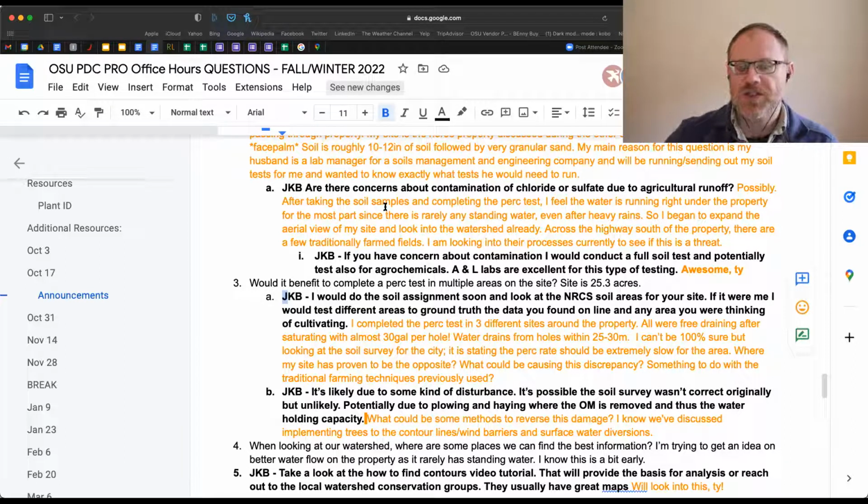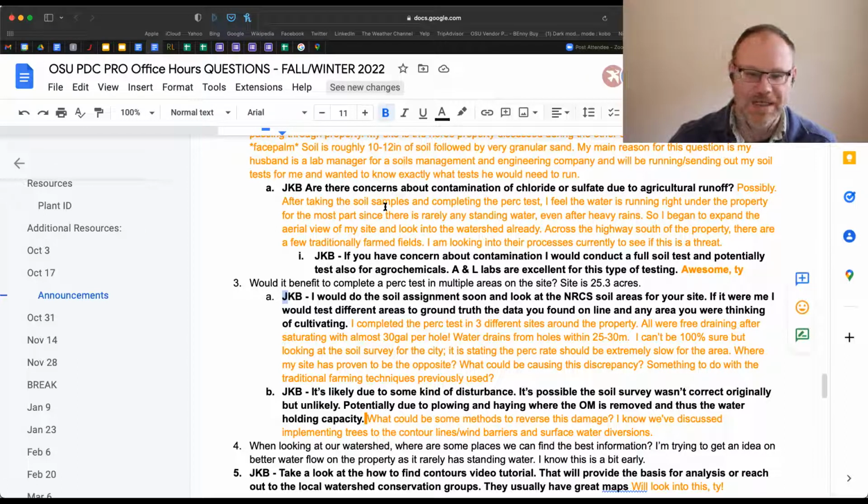So in terms of your site, you definitely could do the perc test in multiple areas if you were worried about that. But it seems, from what you're saying here, you completed the perc test in 3 different areas. They were all free draining after saturation, which is almost 30 gallons per hole, which is a lot in a short amount of time. It's 25 to 30 minutes.